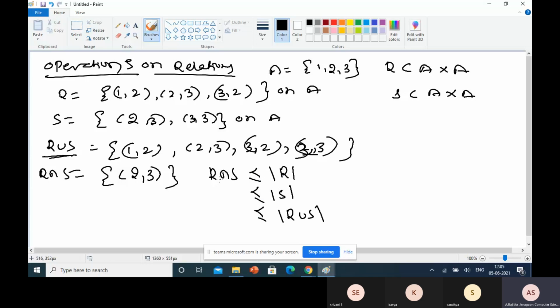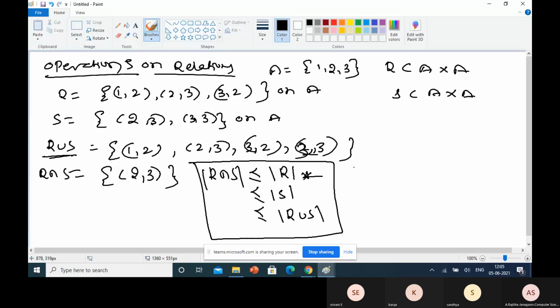That is R intersection S. The cardinality of the intersection of two relations is less than or equal to the cardinality of each of those two relations. So the next one here is the union and intersection.